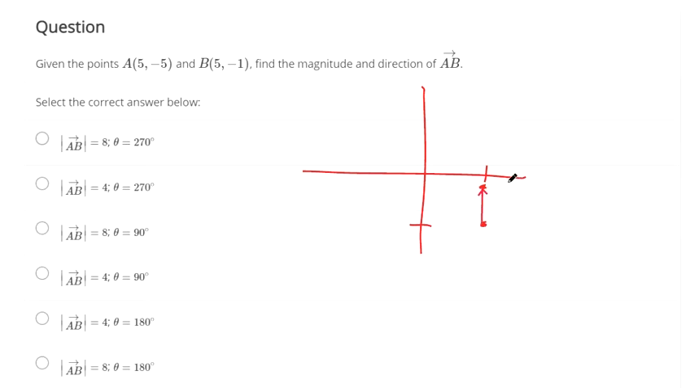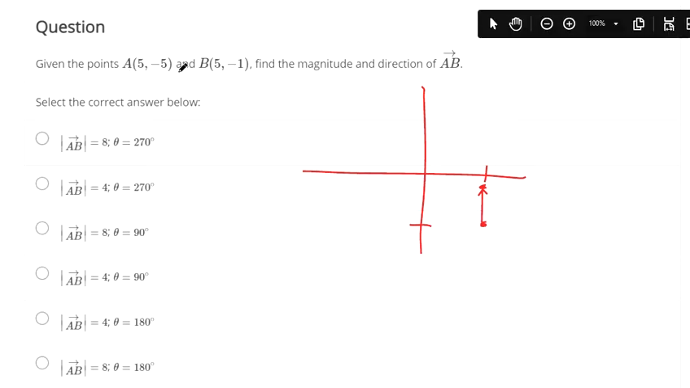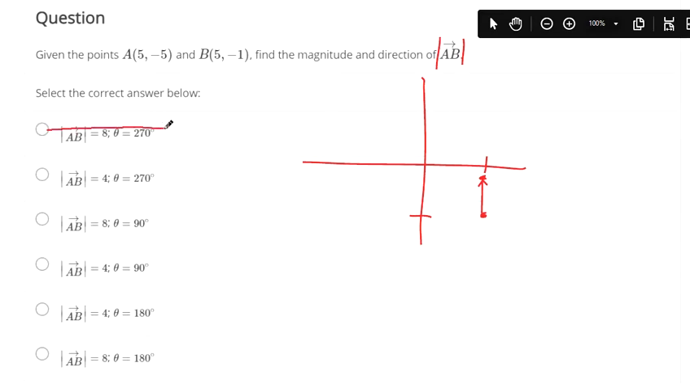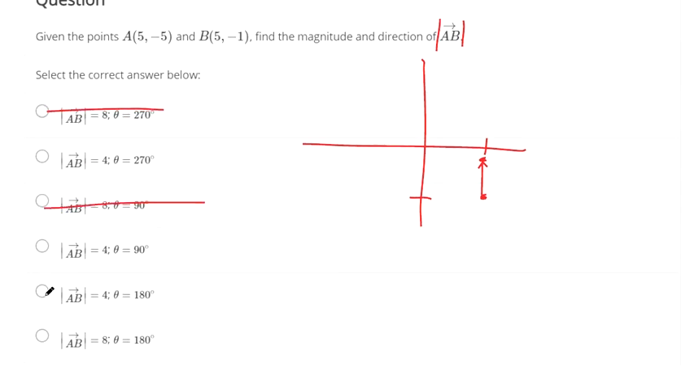The magnitude just means how long is the vector. So this one's nice and easy because they're both at 5 on the x-axis. This vector is 4 units in length because it changes only 4 units on the y-axis. So the magnitude, which is symbolized with vertical bars around the vector, is 4. So eliminate this, eliminate this, eliminate this.